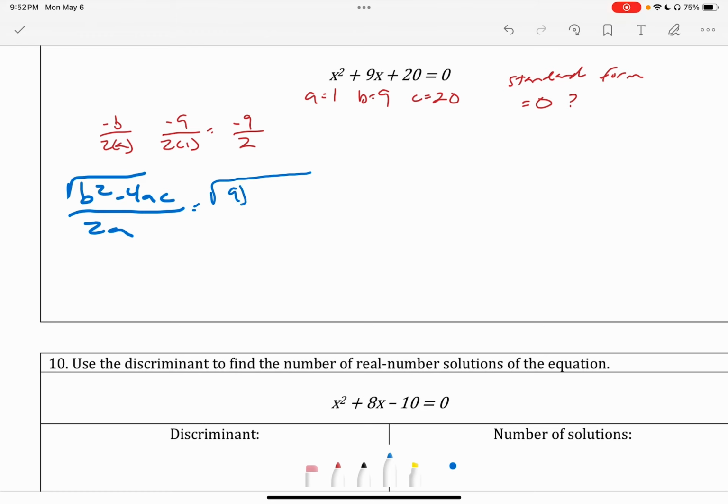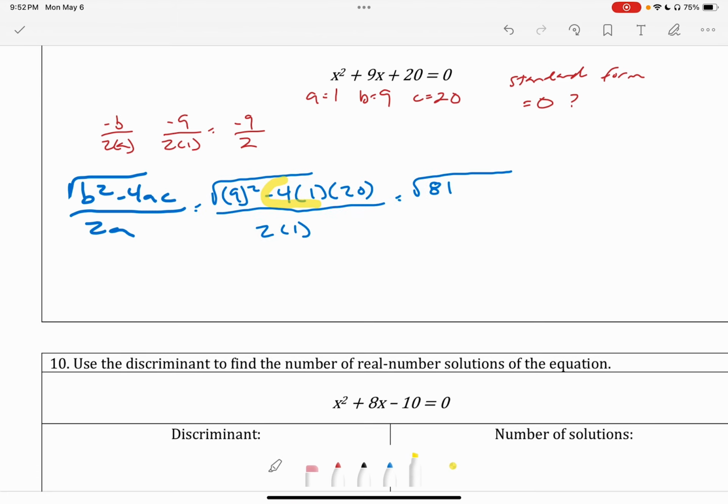So my b value was 9, so 9 squared. Again, remember that's going to be a square number, so it's always positive. Minus 4 times a times c, all over 2 times a. So again, part 1, we're going to square that 9, which is 81. Again, that will always be positive. Part 2 then is to multiply these three numbers together. So I'm going to take negative 4 times 1 times 20, which is negative 80. So I'll just write negative 80. And that's on top of 2 times 1, or 2.